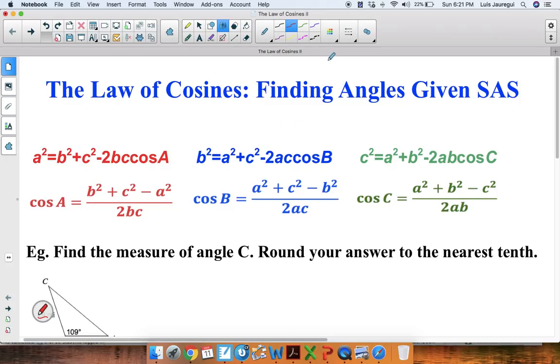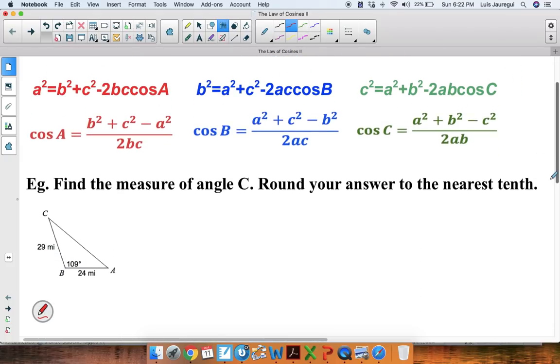Welcome! In this video, we'll be utilizing the law of cosines along with the law of sines to find angles in a specific triangle given a side, an angle, and a side. So let's take a look at our example. Example: find the measure of angle C, and round your answer to the nearest tenth.